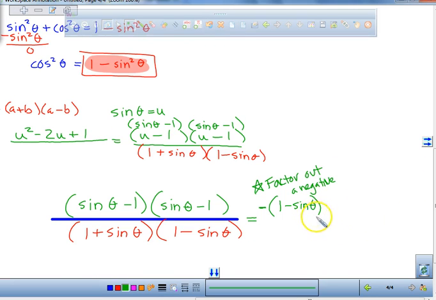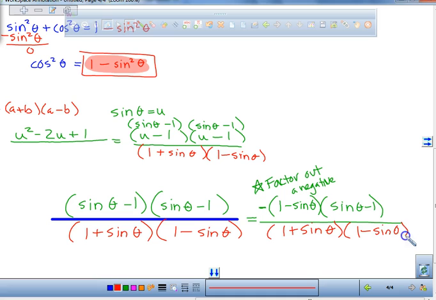Okay? So factor out a negative, and right now you still have what? The sine of theta minus 1 over 1 plus the sine of theta and 1 minus the sine of theta. Now, what can we cancel out? Everybody see what we can cancel out now?